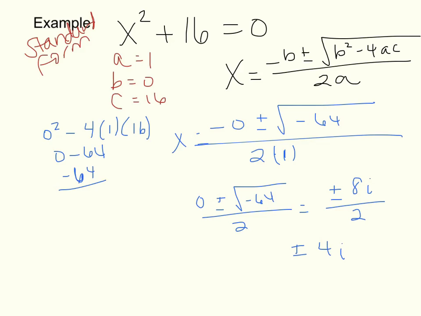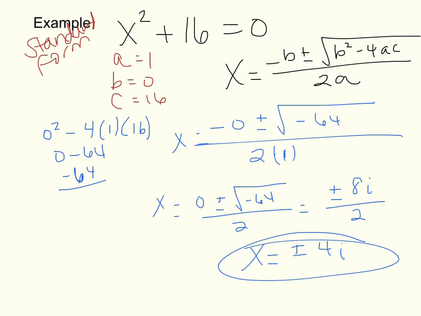So x equals plus or minus 4i. So that goes with the discriminant theory that I have two imaginary roots, which I do, plus or minus 4i. So this graph would not cross the x-axis.